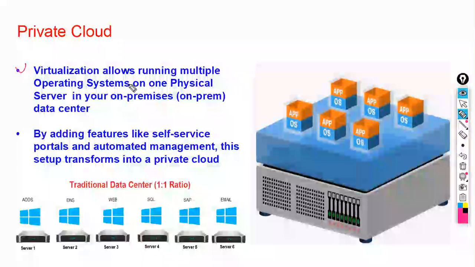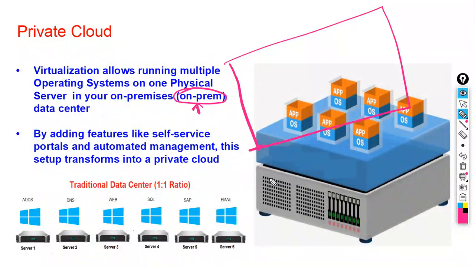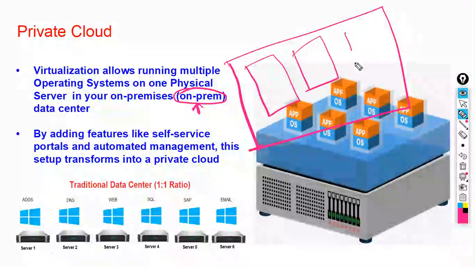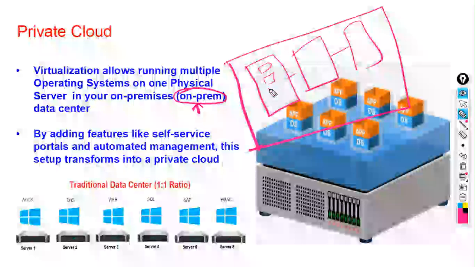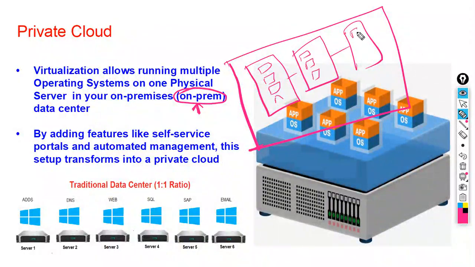Virtualization, as we have discussed, allows multiple operating systems to run on one physical server in an on-premises data center. On premises, or on-prem, is a very important terminology, and you need to understand its meaning. On premises means in your organization you have a separate room for your servers and networking devices. In that room you install different racks and connect them, with devices like servers, routers, switches, etc. This is known as a data center. This data center in your organization's building is known as the on-premises data center. So virtualization allows running multiple operating systems on one physical server in your on-premises data center.